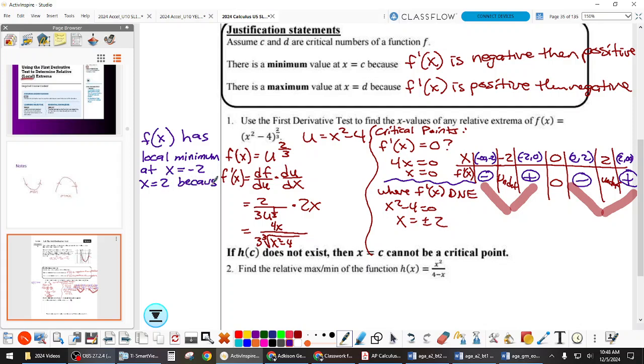Because, here's how we say this, and we could go change this if you want to match so you see it more often. But we can say because f prime changes sign is the phrase that we use, and in this case from negative to positive. Okay? And then for the max, we just reverse that. So, any questions on that?